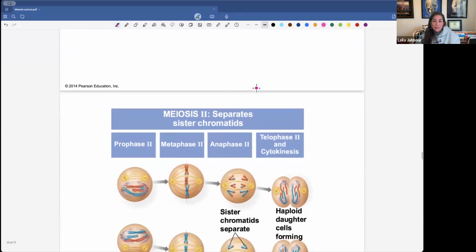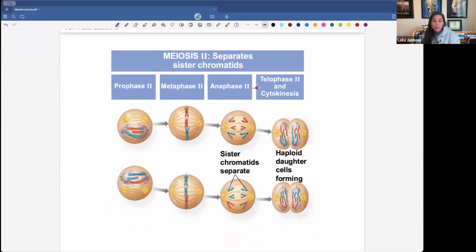And I already said all that. So in meiosis 2, we separate the sister chromatids from each other.